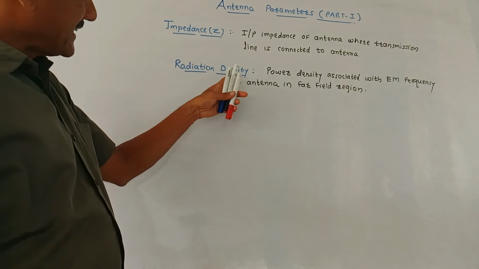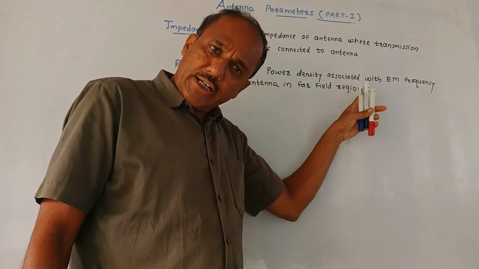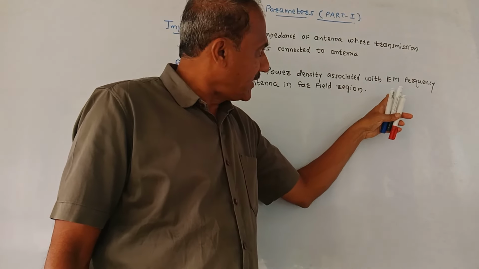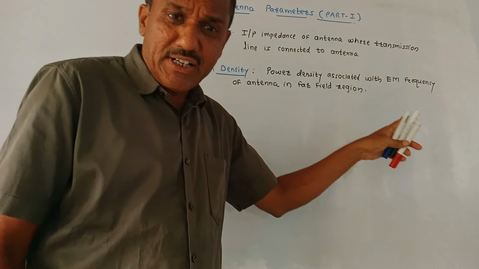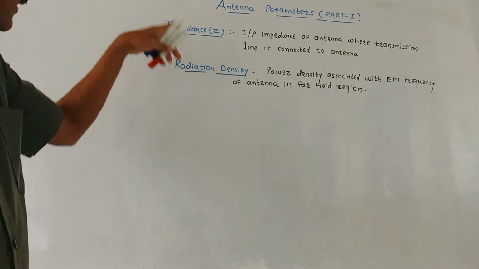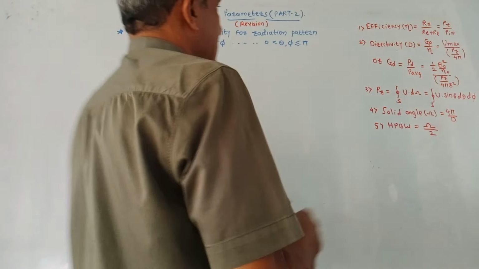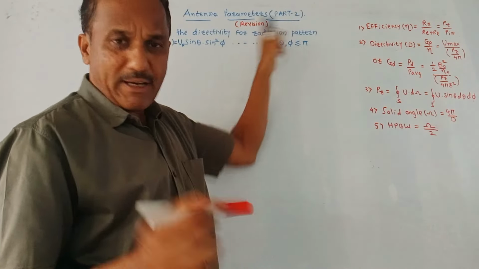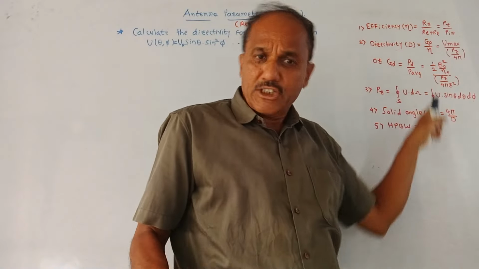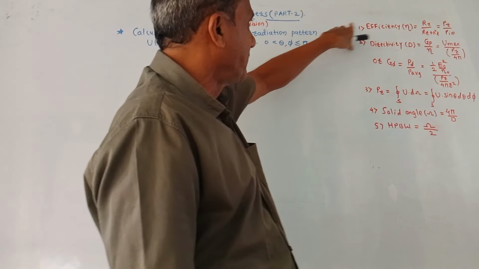The last parameter is radiation density. It is the power density associated with the EM field of an antenna in the far field region. So these are the terms related to antenna parameters. Now let us discuss how to attempt the numericals as far as these antenna parameters are concerned. I have made a list of formulae. These formulae are sufficient to attempt any numerical.